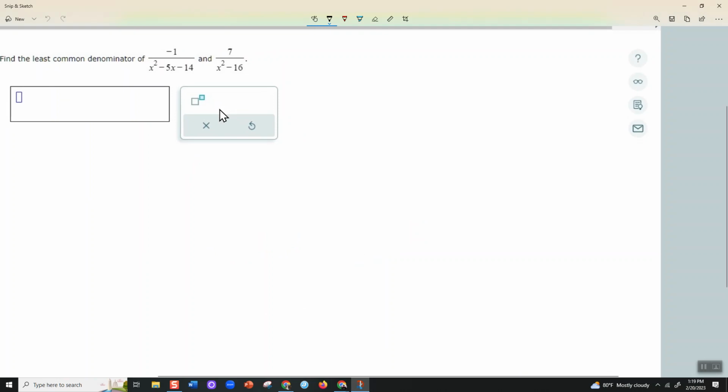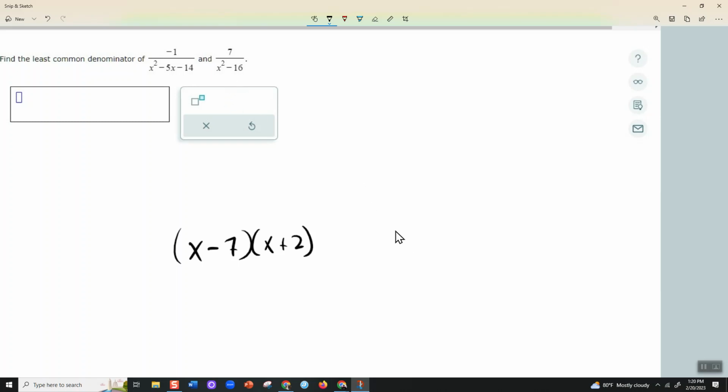Okay, least common multiple again. I'm going to factor them first to see if they have any common factors right now. Two factors of 14: 7 and 2. So x minus 7 and x plus 2. Double check to make sure that is right: minus 5x minus 4. Yep.